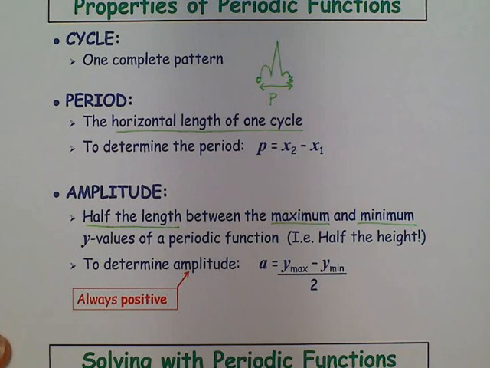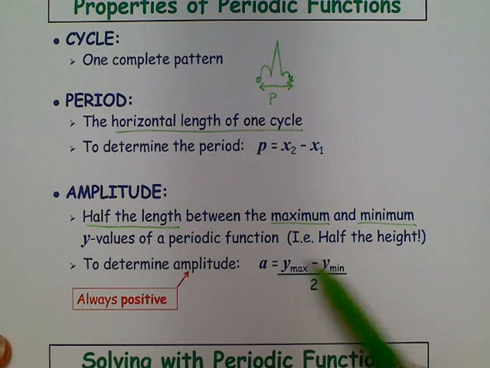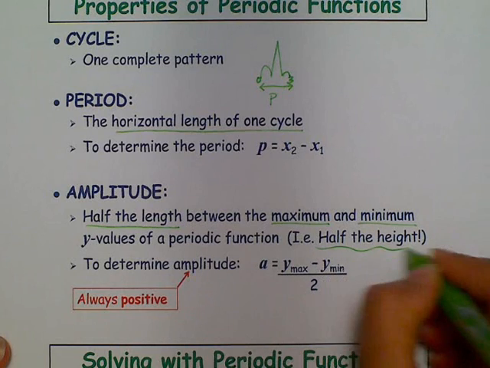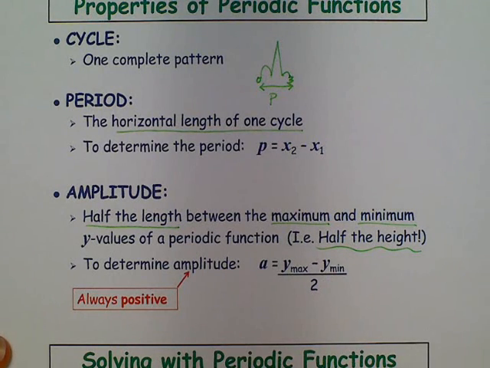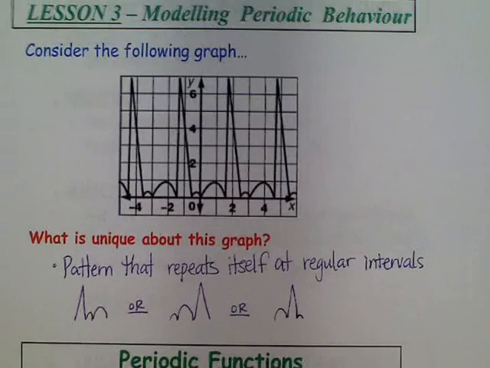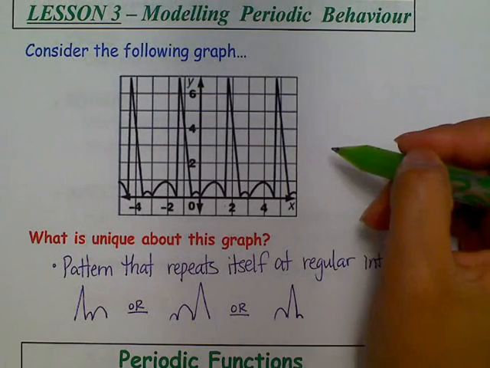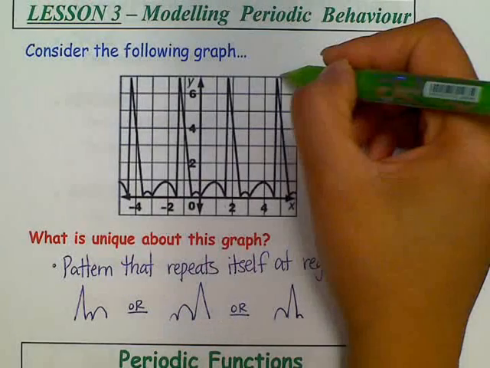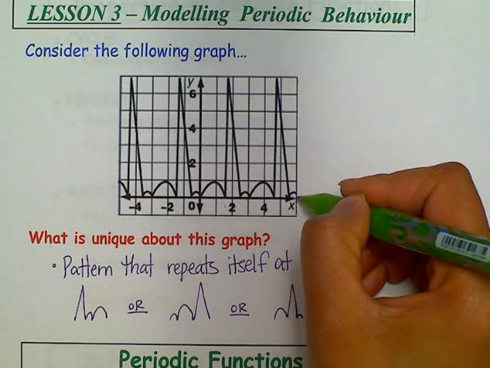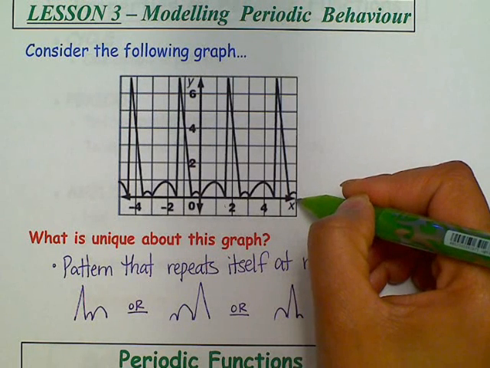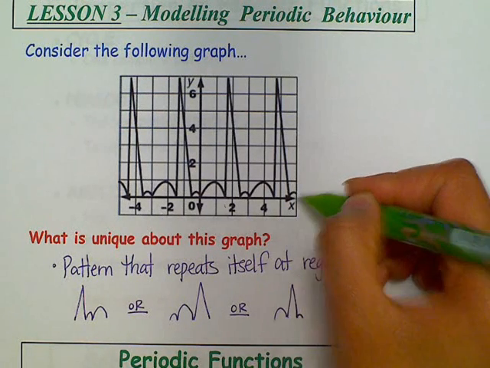So we can look back at this graph to try to figure out what the amplitude is. We're going to look at half the length between the maximum and minimum y values of a periodic function. In other words, we're looking at half the height. For example, if I'm trying to find the amplitude of this graph, what I would look at is the highest y value and the lowest y value, and I'm going to look at half of that length.